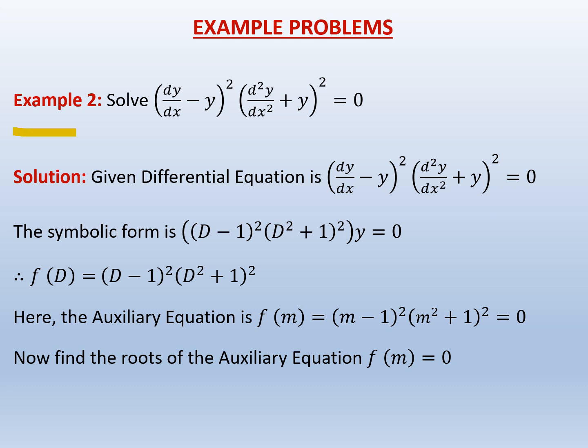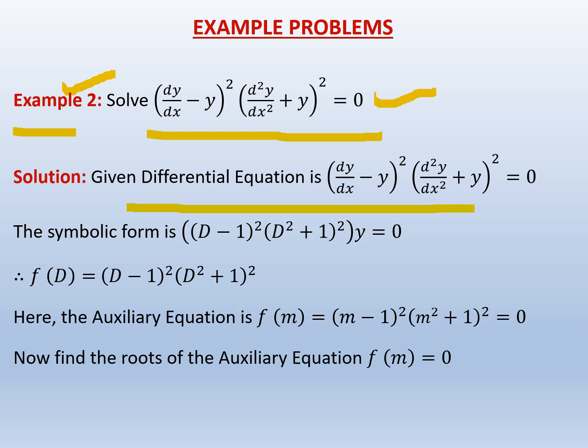Second example, solve (dy by dx minus y) whole square into (d square y by dx square plus y) whole square equals 0. Now find the general solution of the given differential equation in example 2. To do this, first write the given differential equation. Next, write the symbolic form of the given differential equation, which is (D minus 1) whole square into (D square plus 1) whole square of y equals 0.